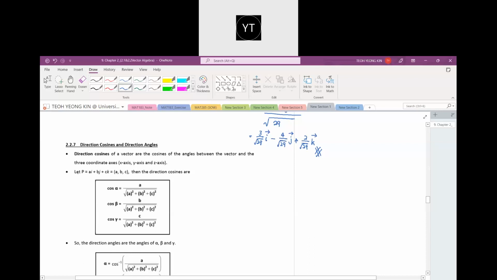Let's say vector P is ai plus bj plus ck, or the coordinates are a, b, c. Then the direction cosines are cos alpha, cos beta, cos gamma. These are just symbols. Cos alpha is coordinate a divided by the magnitude. Cos beta is coordinate b divided by the magnitude. Cos gamma is coordinate c divided by the magnitude.